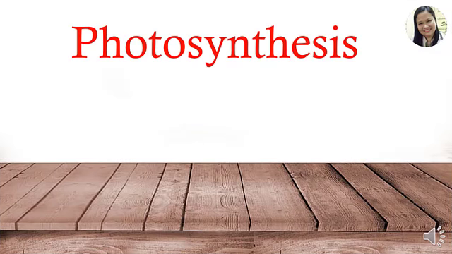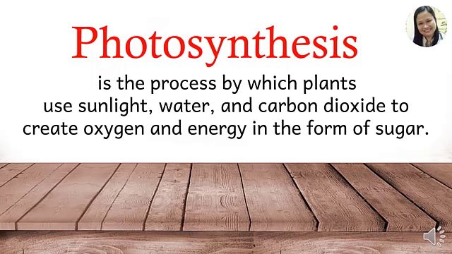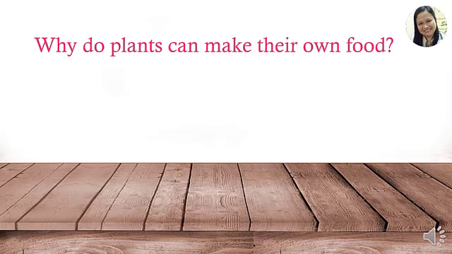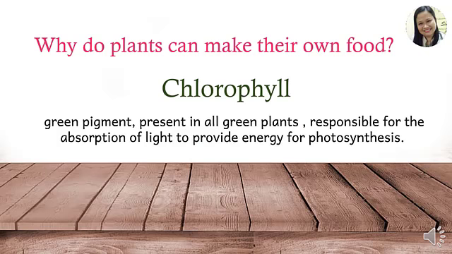What is photosynthesis? That is the process by which plants use sunlight, water, and carbon dioxide to create oxygen and energy in the form of sugar. Why can plants make their own food? That is because of the chlorophyll. What is chlorophyll? Green pigment present in all green plants, responsible for the absorption of light to provide energy for photosynthesis.